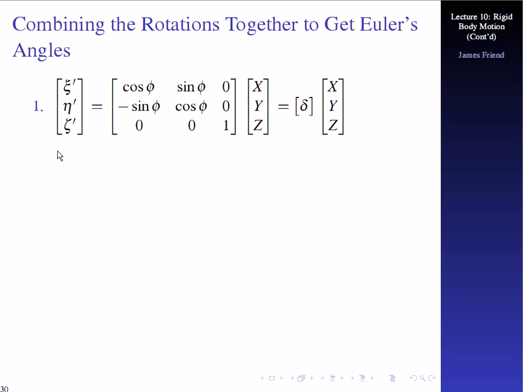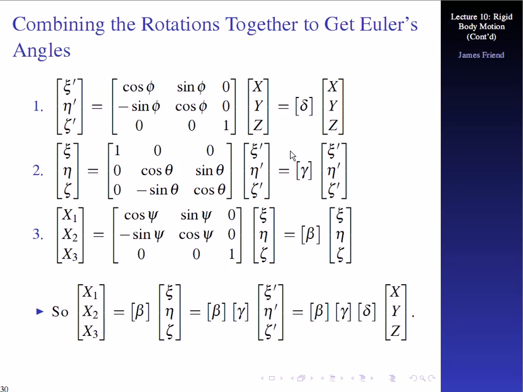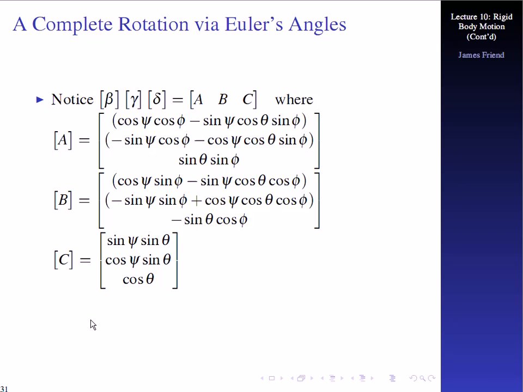Z prime, eta prime, zeta prime is equal to this matrix. So this is a transformation matrix from x, y, z, and we'll say that's our delta, okay, on x, y, z. Then z, eta, zeta is equal to z prime, eta prime, zeta prime with this pre-multiplication for our transformation matrix. We'll call that gamma. And then x1, x2, x3, those are 1, 2, 3 axes directions. That's related back to z, eta, zeta through this transformation matrix, and we'll call that beta. If you nest them together, then we've got beta, gamma, delta on x, y, z. Well, that's x1, x2, x3. Something like this, okay?